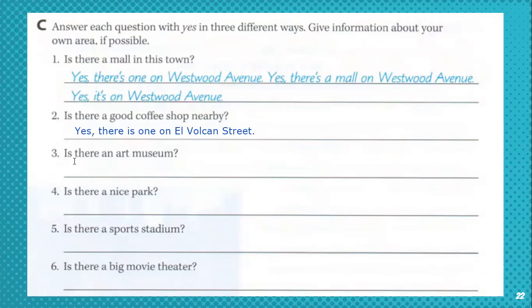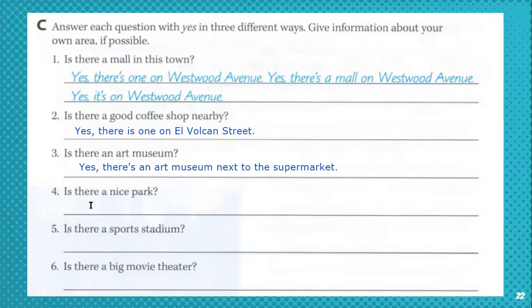Excellent. Let's see, is there an art museum? So we answer one more time in the affirmative, in another way. Yes, there's a, or in that case, an art museum next to the supermarket. Yes, there's an art museum next to the supermarket, okay?